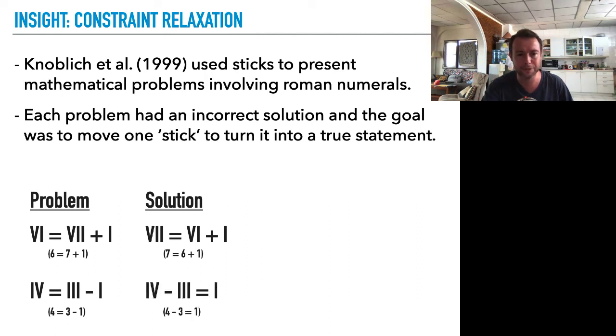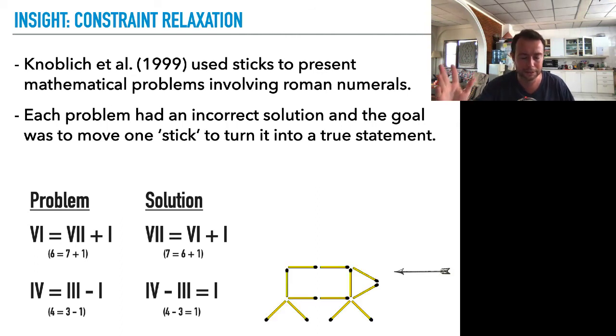And the solution for this one is to change the operator. So we move one of the horizontal sticks from the equals and turn that into a minus. Now we've got the equation 4 minus 3 equals 1. Again, that's relaxing or changing the constraints that you might have assumed on the way you could go about solving that problem.